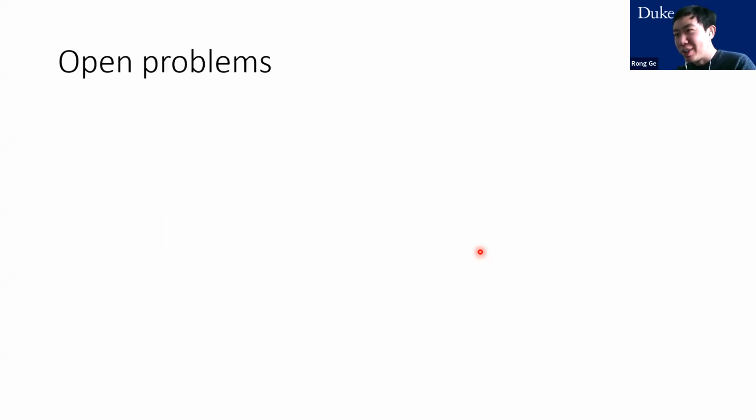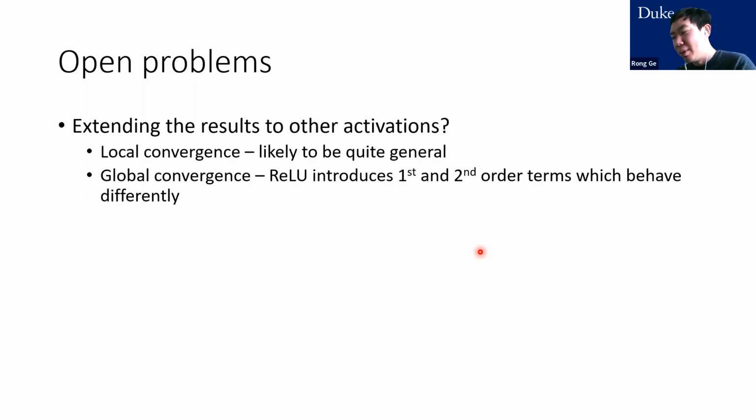So there are, of course, a lot more open problems than what we could solve. A natural open problem is whether we can extend our current results to other activations. For the local convergence, it's quite likely that one would be able to extend our result to fairly general activations. There will be some definitions that need to be changed if we want to go to, say, ReLU, but in principle, I believe that can be done. For the global convergence result, it's more difficult.